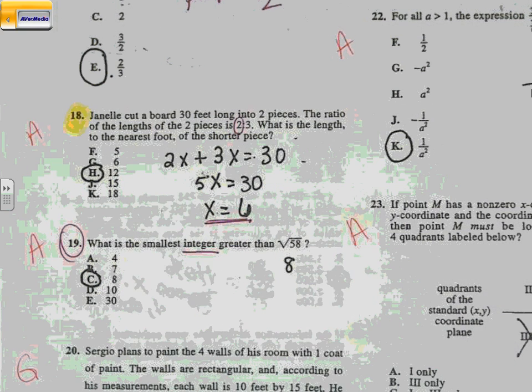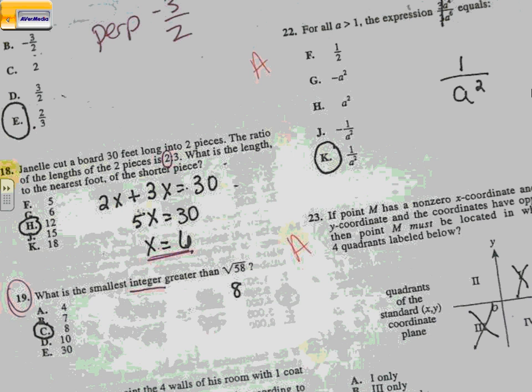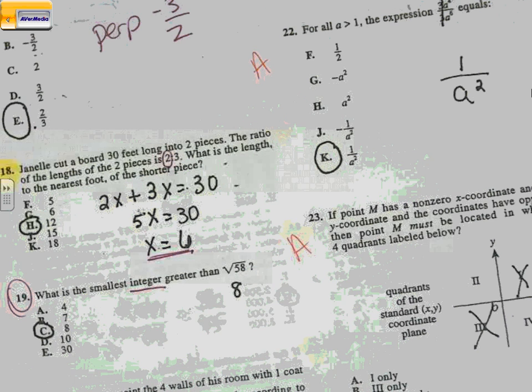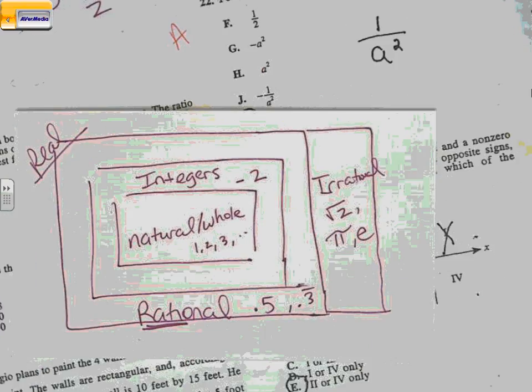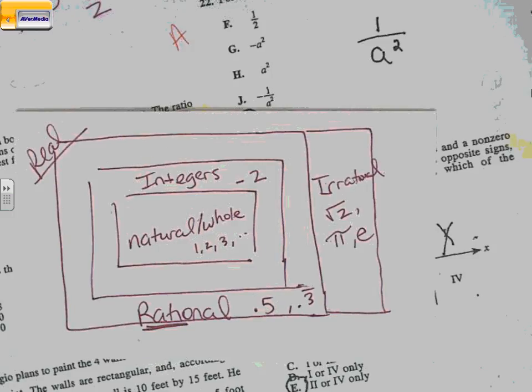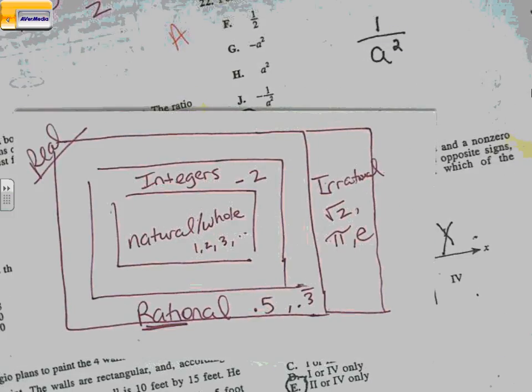Number 19. The big thing you need to know on 19 is those words: integer, rational number, all that fun stuff. So I've got a little diagram for you. Graphic organizer. Yeah, math people can do that too. Maybe. So, on a set of numbers, the very first set of numbers you learn is natural numbers or whole numbers. Like that's the kind of numbers my 3-year-old counts with, right? 1, 2, 3, 4, right? All those are whole numbers or natural numbers.